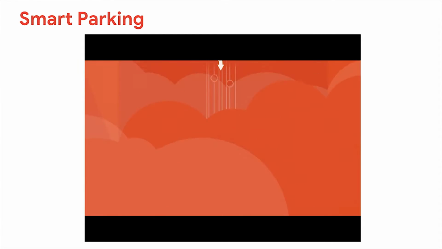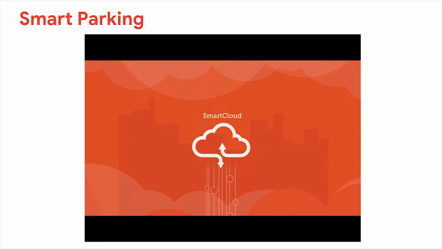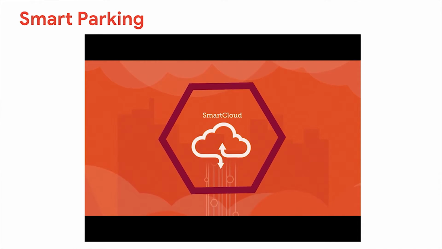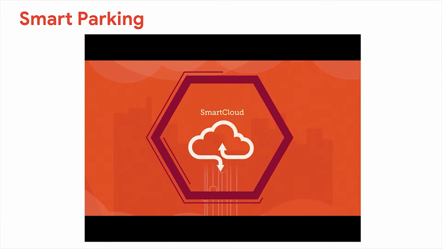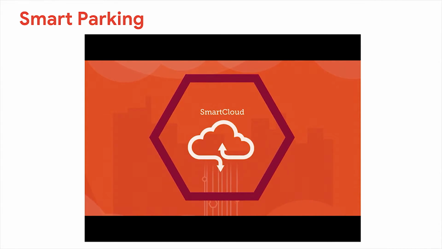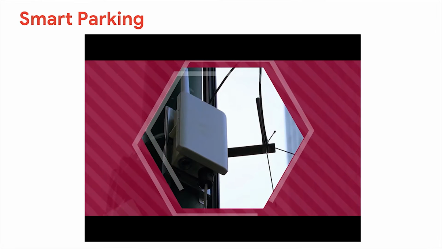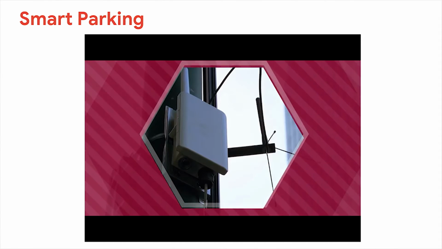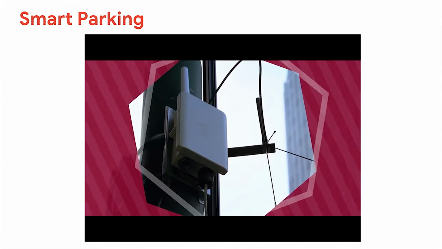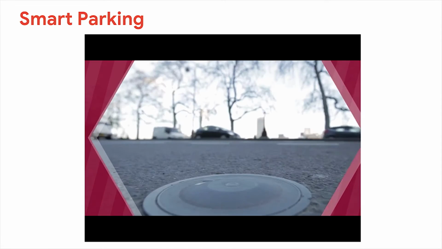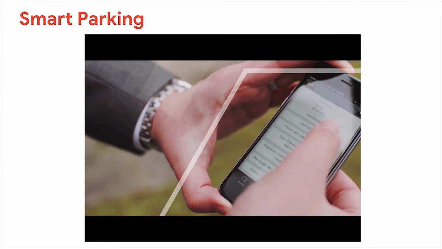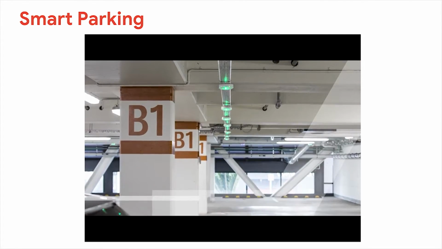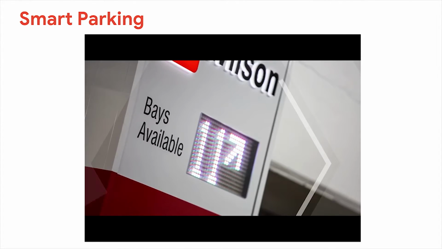Let me introduce you to the brains behind our system. We call it Smart Cloud, and it's a powerful and intuitive two-way communication platform that processes millions of events each day. First, Smart Cloud intakes the data from the SmartSpot gateways. It then processes each action and sends real-time information around guidance and availability to displays such as our mobile app, overhead occupancy indicators, and guidance signage.